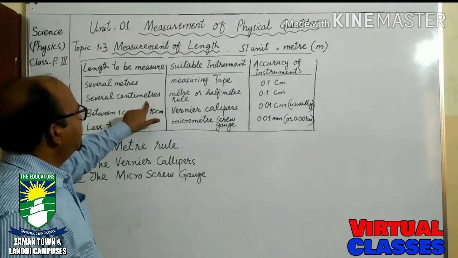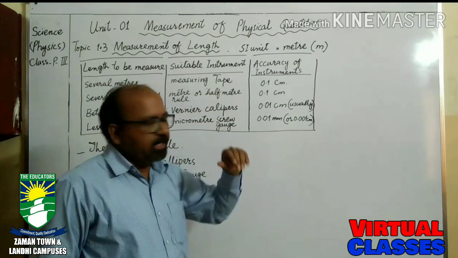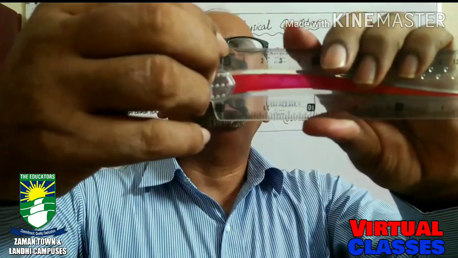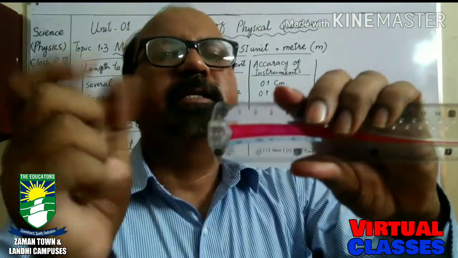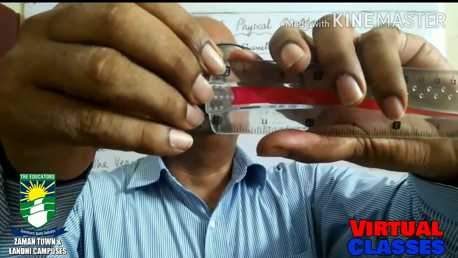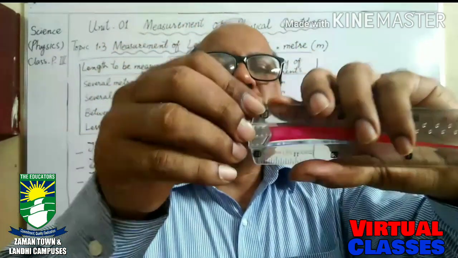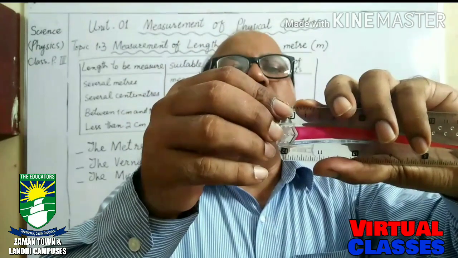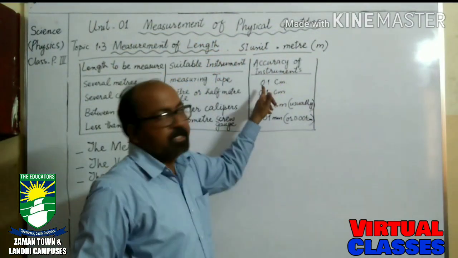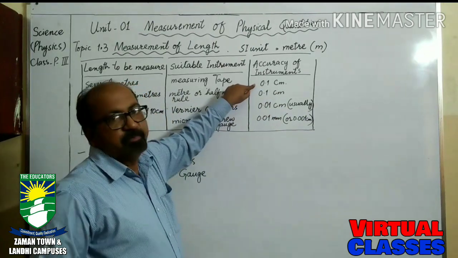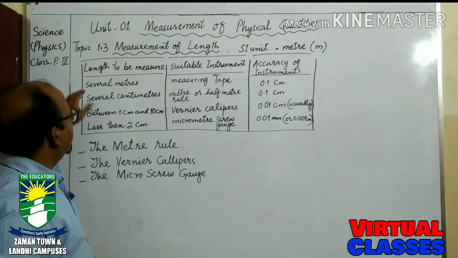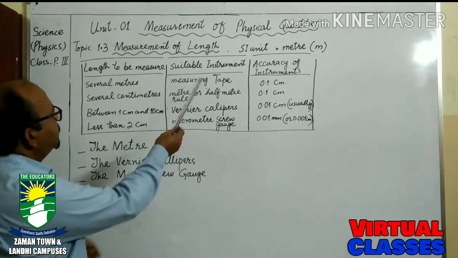So for several centimeters we use the meter or half meter rule, and the accuracy of the instrument is 0.1 centimeter. It can be accurately measured. For example, this is 0 and this is 1; 0.1 can be measured accurately. So the smallest line shown on the meter rule or the measuring tape gives the accuracy of the instrument, meaning the smallest unit which we can accurately measure with these different tools like the measuring tape and meter rule.